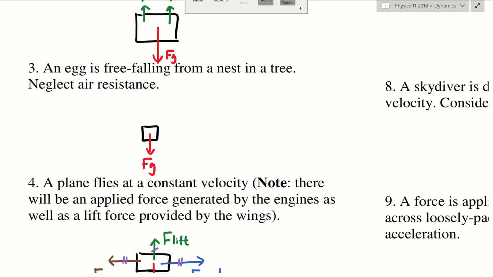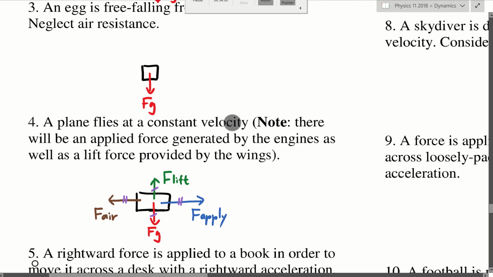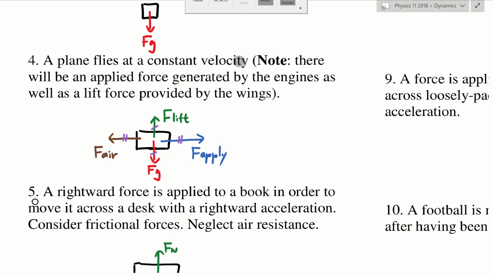And number 3, an egg falling from a tree. That's it. Ignore air resistance, right? Force of gravity. Nothing else is there. We cannot do air friction, which is opposite to the direction of the movement, because they say ignore air.